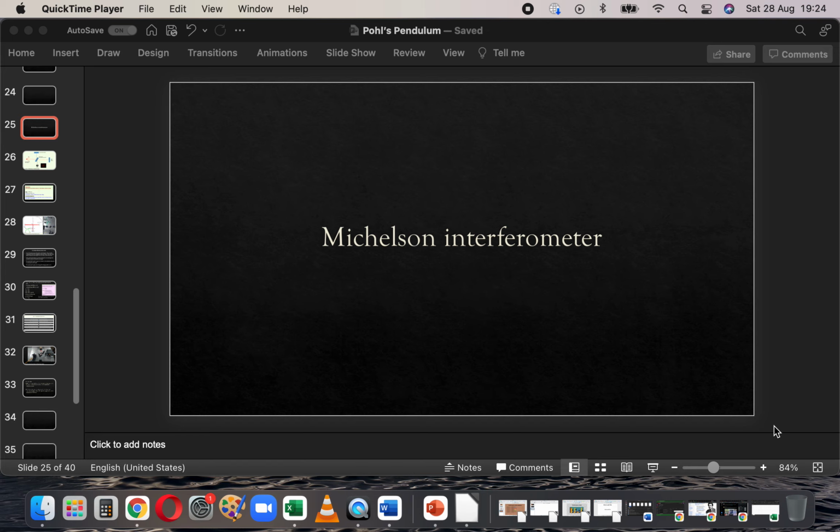A few years back, a gigantic version of the Michelson interferometer was used to detect gravitational waves, and prove that Einstein was right again in his general theory of relativity. So it's an extremely important instrument to learn. Every physicist should know it, and it's very precise. It's a high resolution instrument.